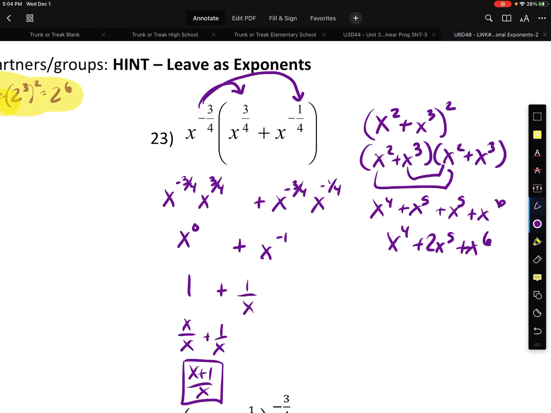Just throwing another idea out there. Maybe there's a reason I did that problem, maybe not. But yeah, don't distribute the exponent. You distribute the thing in front, you can't distribute the exponent. We have to actually FOIL things together.